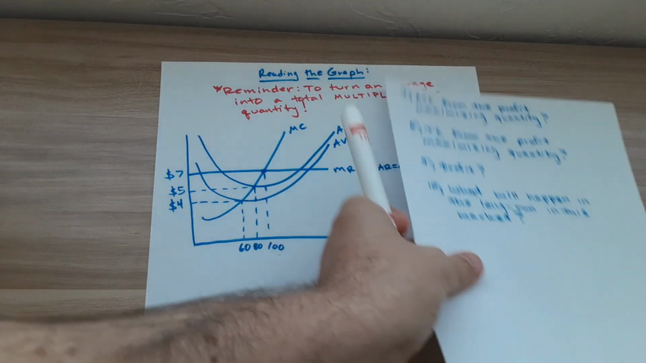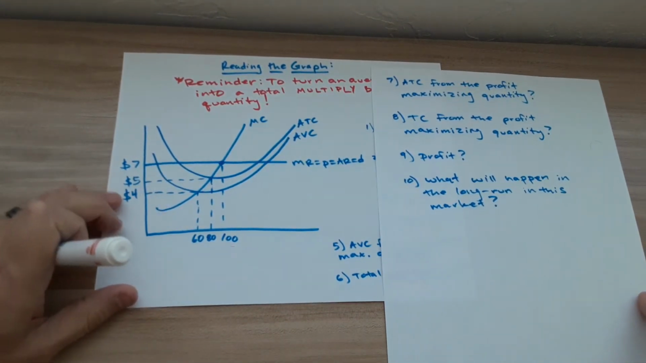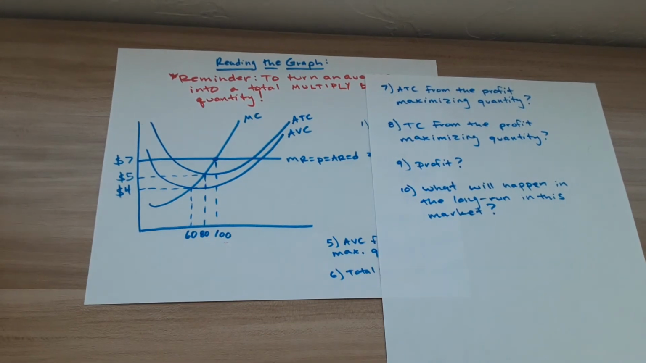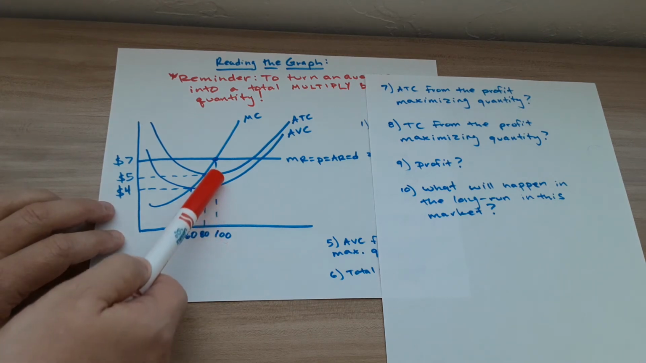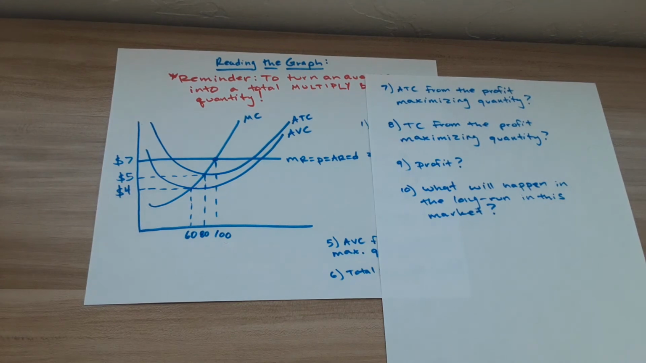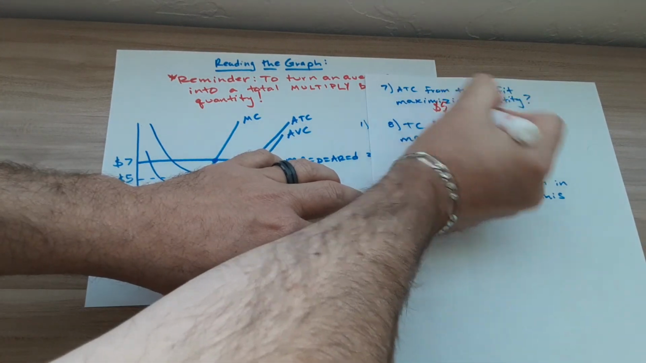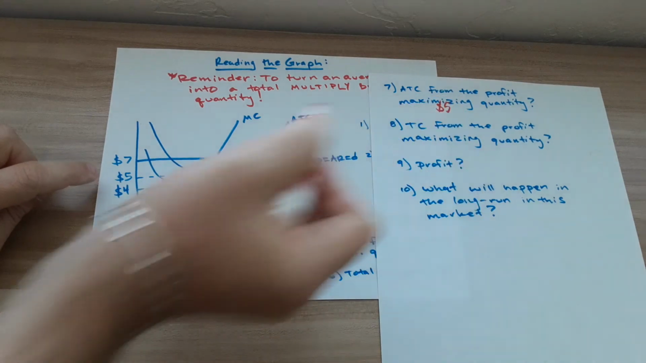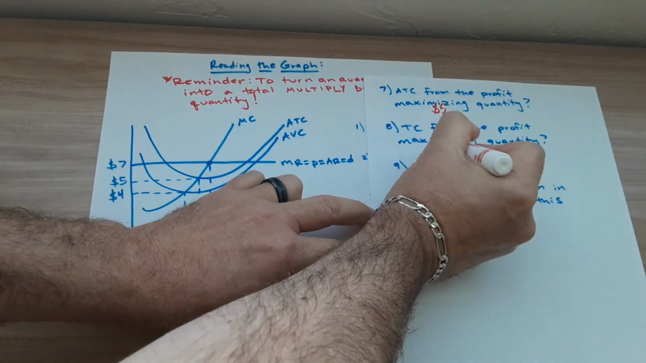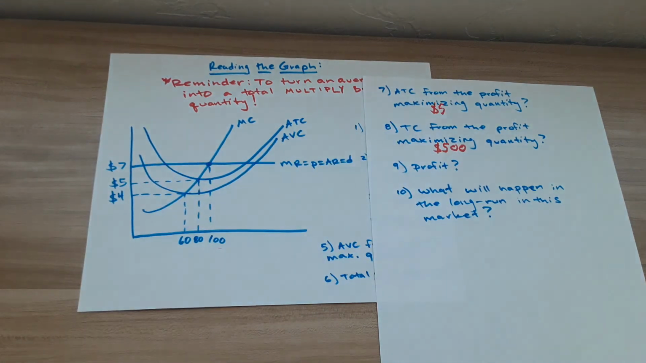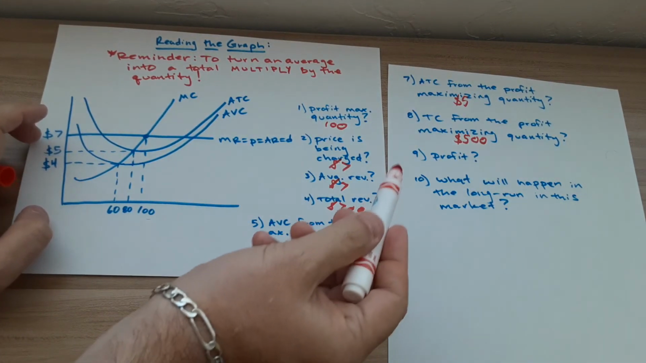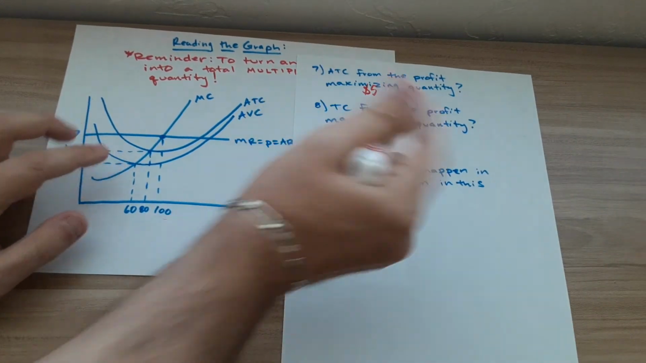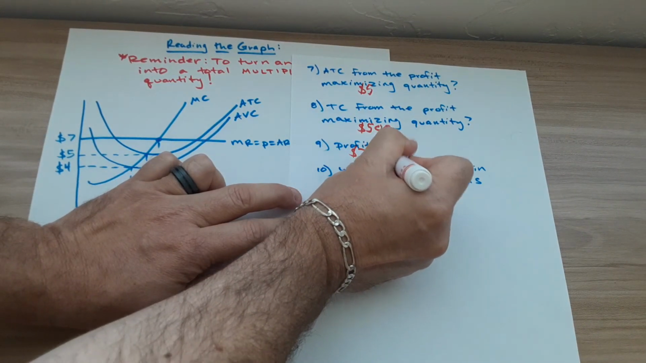A few other questions. What is the average total cost from the profit maximizing quantity? Average total cost. So trace up from 100 till you hit average total cost, and it's $5. What's the total cost? Well, if the average is 5 times the quantity of 100, this must be 500. The profit. Profit is total revenue minus total cost. So back here, our total revenue is 700. Our total cost was 500. So profit, again, is total revenue minus total cost.